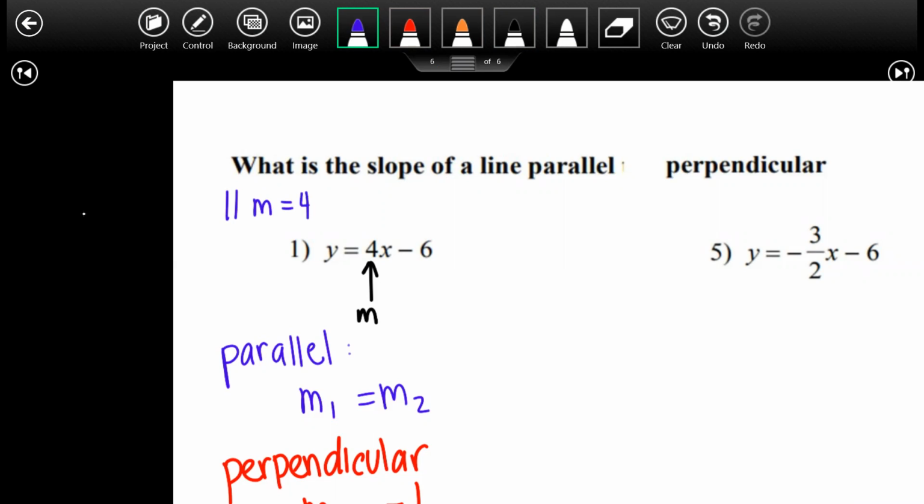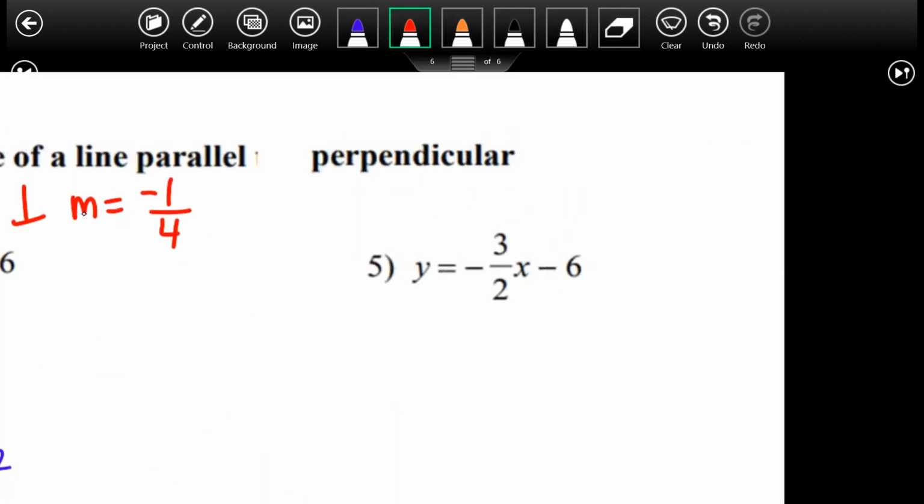Nothing changes. For it to be perpendicular, our slope would be its opposite flipped, the opposite reciprocal. So positive becomes negative, and 4 becomes 1/4. So just being able to identify those two is going to be crucial.